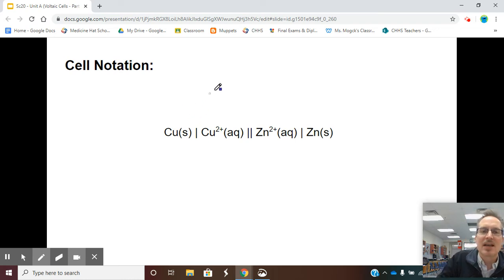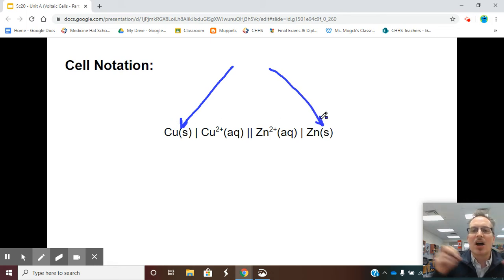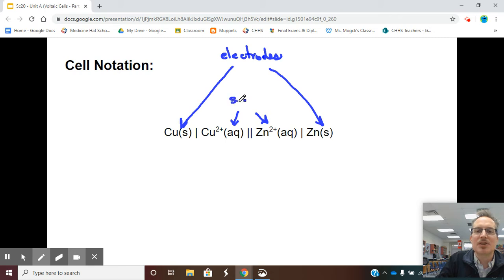The first trick is everything on the outside of cell notation. So these two solids, copper solid and zinc solid, on the outside, those are my electrodes. One of those is my cathode, one of those is my anode. The second trick to cell notation is everything inside from the electrode. These are my solutions. So I have zinc solution, zinc sulfate, and I have copper 2 solution, copper 2 sulfate.